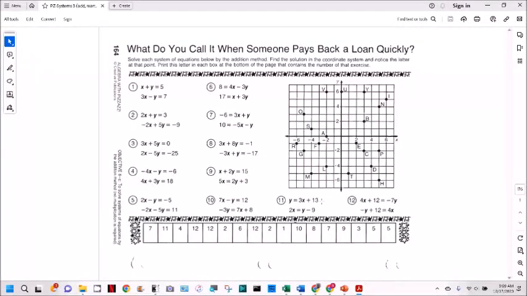So we've got these 12 problems, and we have to solve each of these systems, and they recommend the addition method. Once we get the solution, we're going to find that solution in this coordinate plane here and put whatever letter goes with that point underneath the problem number down below in this grid. So let's get moving.